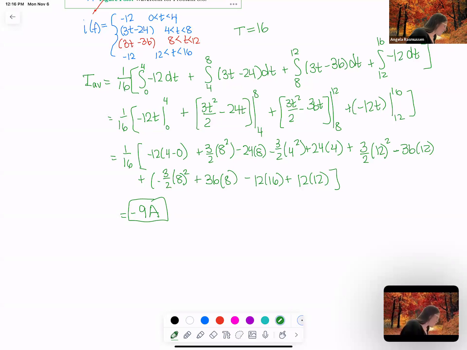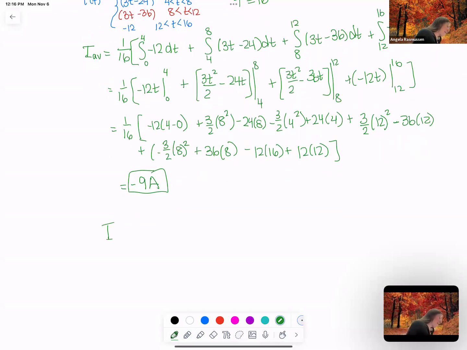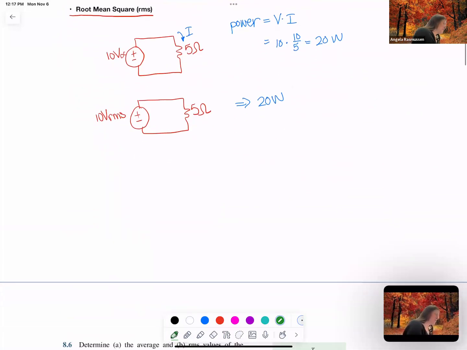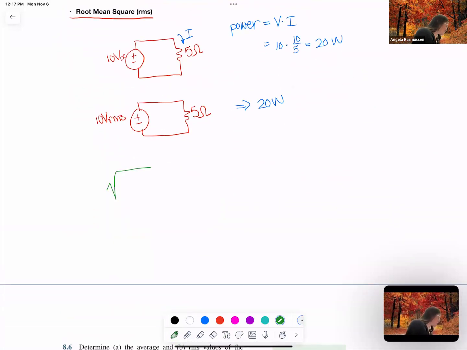Okay. RMS is going to be the square root of 1 over T, integral from 0 to T of x squared dt. So this is the equation that we're going to use for RMS. And next time I will explain this better, like why it's this way.